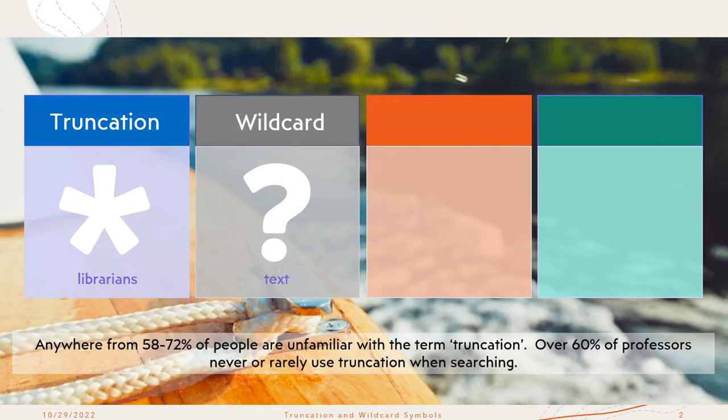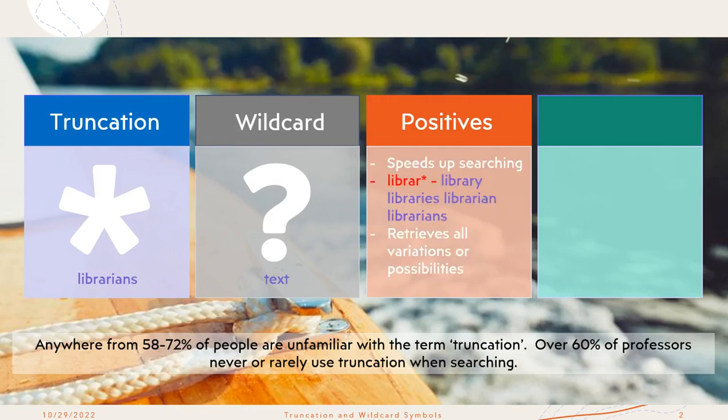One of the positives of using truncation and wildcards is that you will speed up your searching time exponentially. When we look at the example of truncating the word library, it allows us to simultaneously search 4 terms at once instead of doing 4 separate searches.